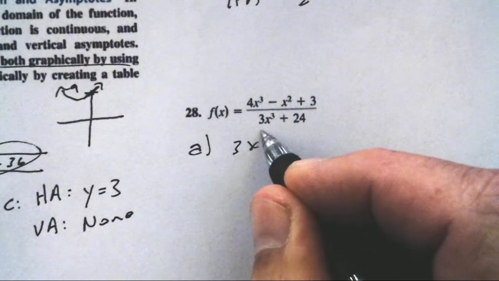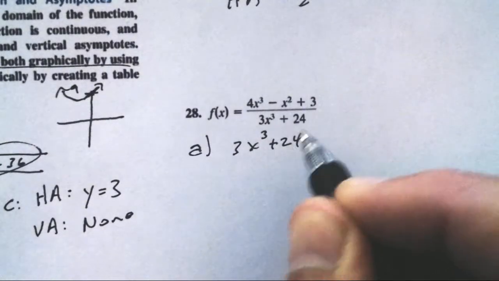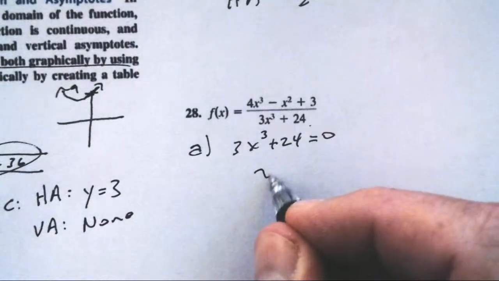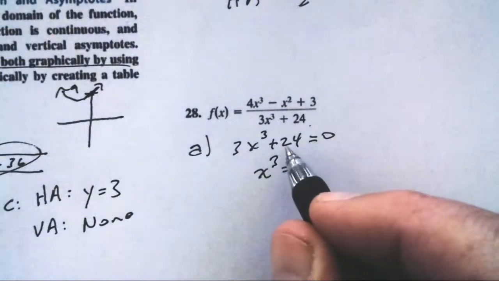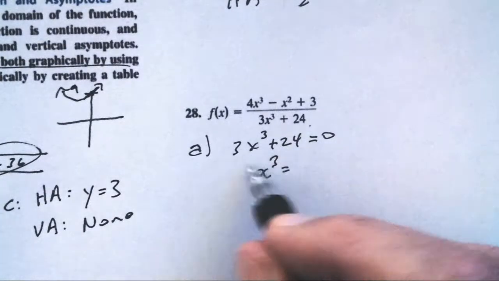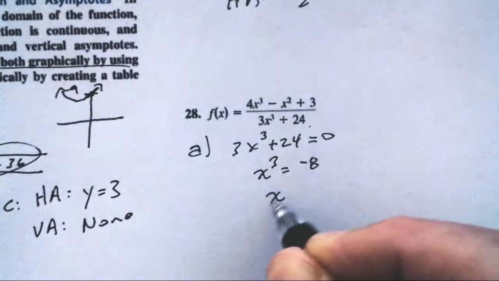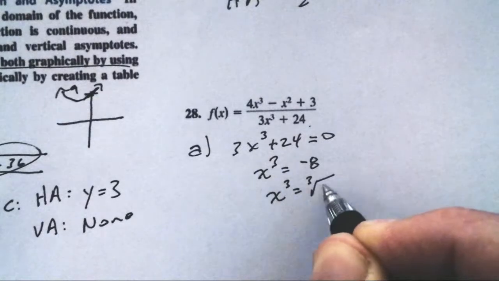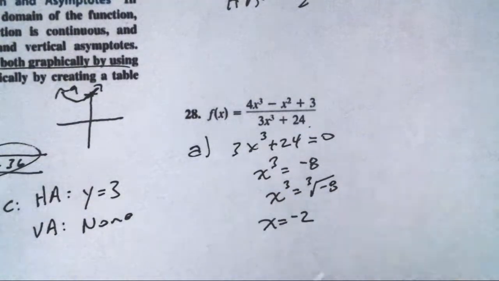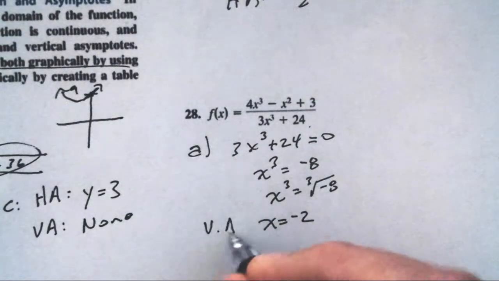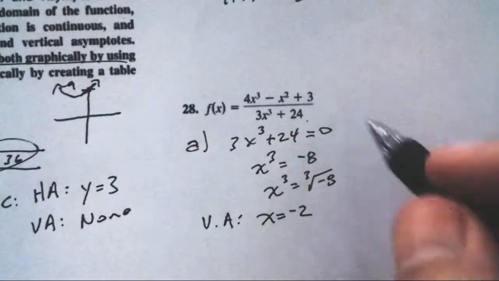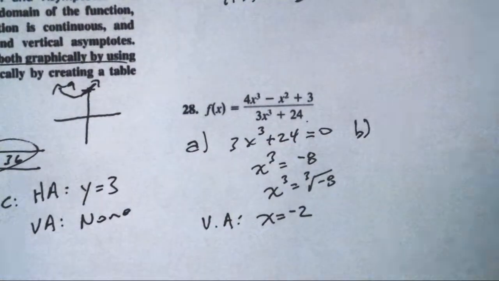We know that 3x cubed plus 24 may not equal 0, so let's see when it is 0. That's when x cubed equals negative 24 divided by 3, negative 8, and that is when x equals the third root of negative 8, or x equals negative 2, our vertical asymptote. Any other value for x is fine. I'll go with B over here.